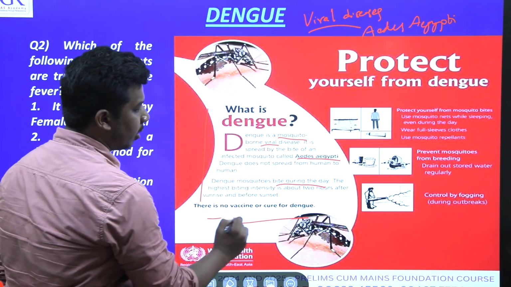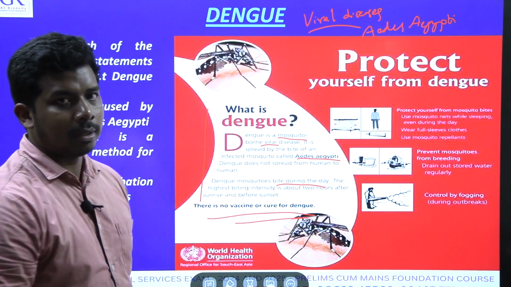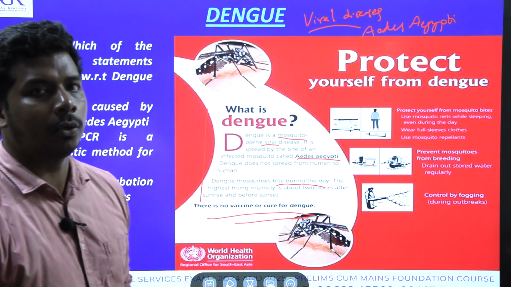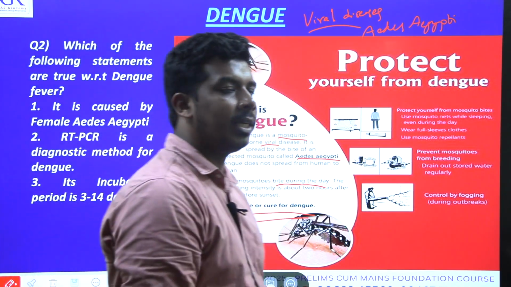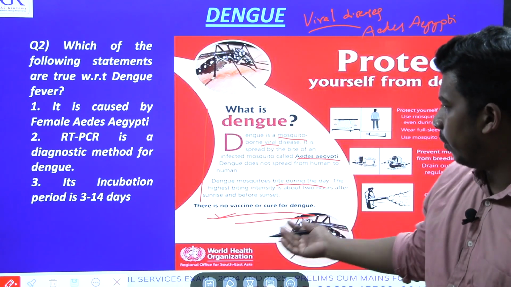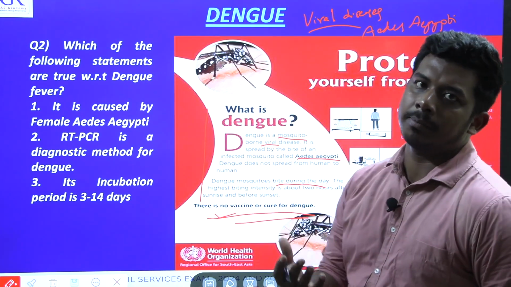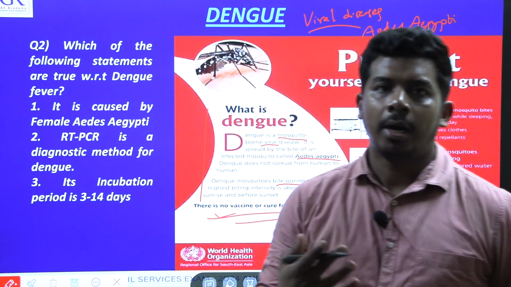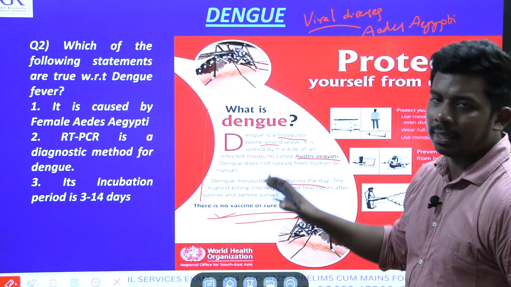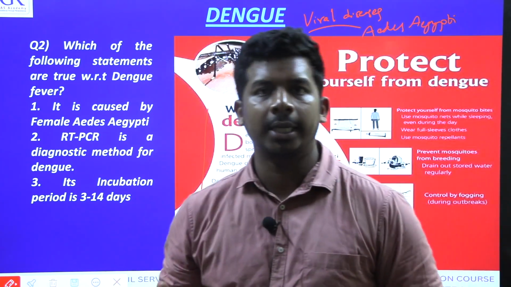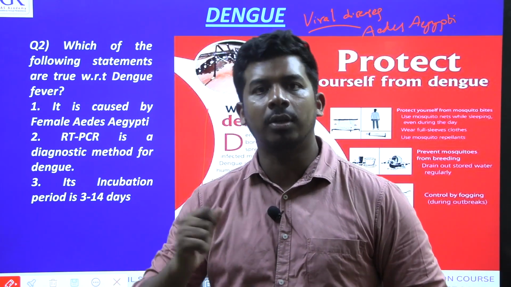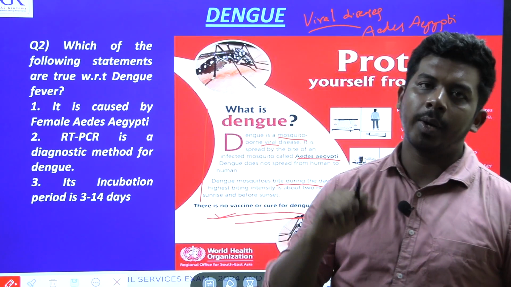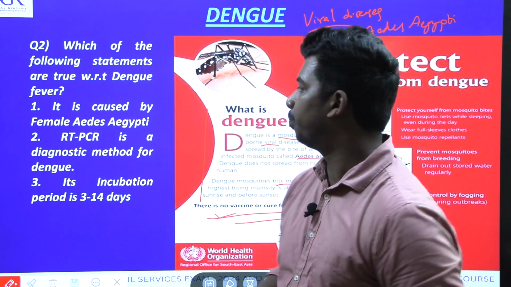There is no vaccine or cure for dengue. So there is no rigid cure for dengue. We can only manage it. There is no vaccine for dengue. So it is kind of a severe disease. If you want to know, you can Google more about the symptoms and how it transmits, etc. It usually does not transmit from person to person. It is only transmitted through the mosquito. If you have to catch dengue, you have to be bitten by the mosquito. A person who has dengue cannot spread it to you.